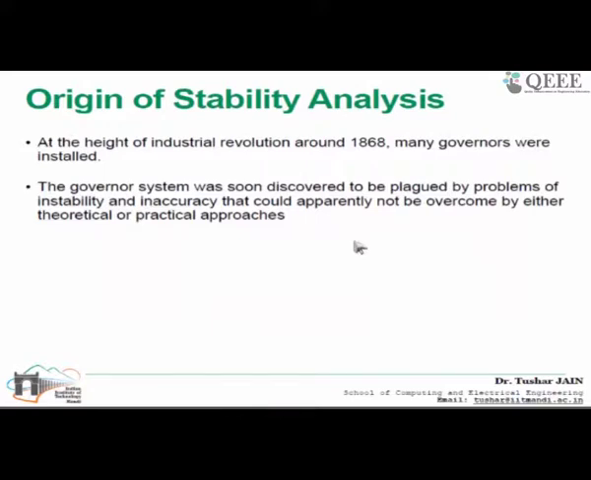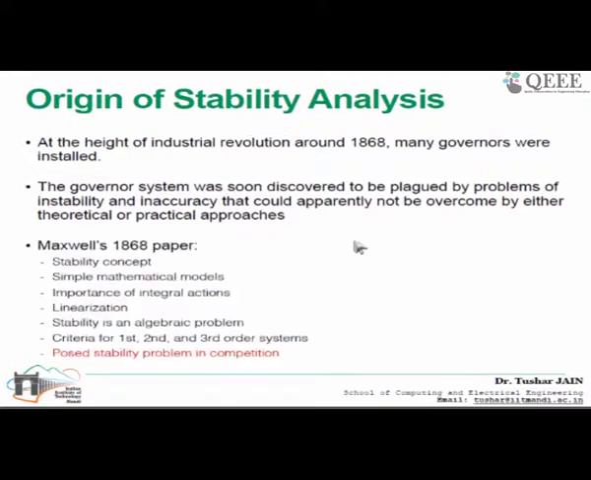So at the height of the industrial revolution, around 1868, many governors were installed to control the speed of the motor. When all these governors were installed in high capacity, it was observed that these feedback control loops were not behaving in the way that was expected from them. There were issues like instability and inaccuracy, which were not resolved by either theoretical or practical approaches, right? Because this is a mechanical device.